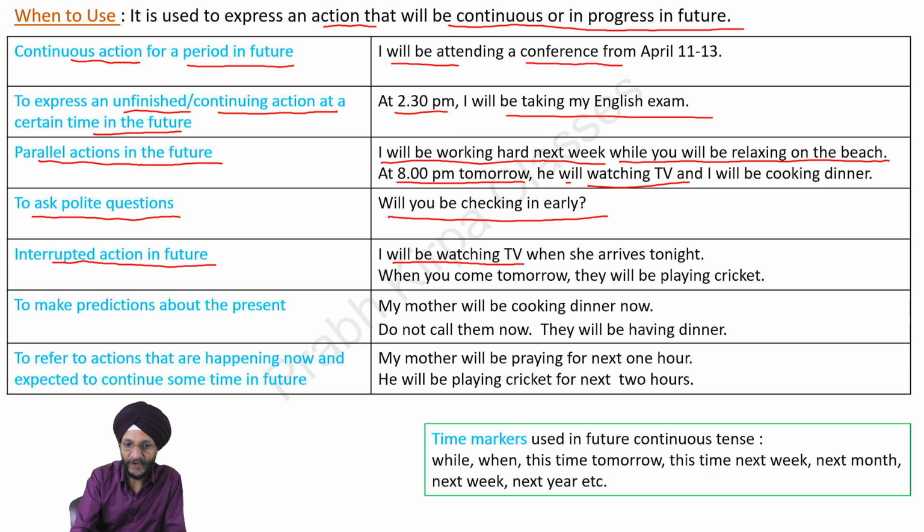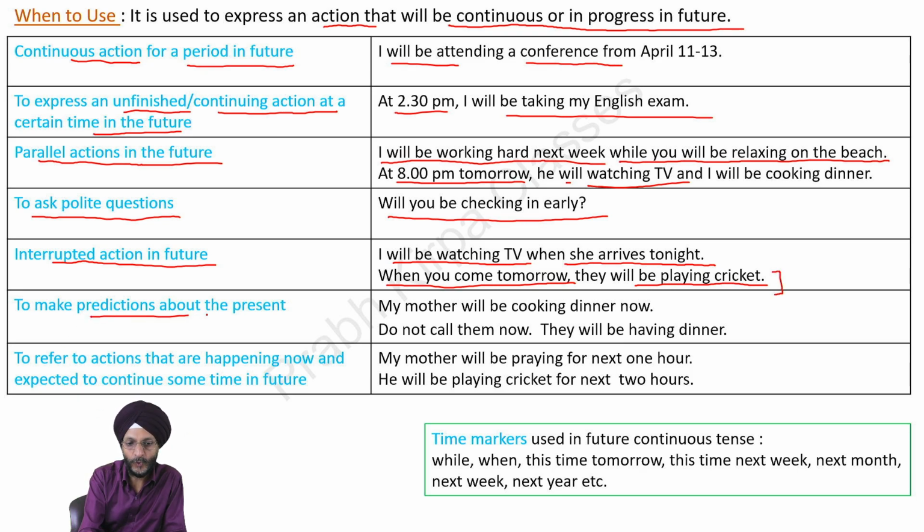I will be watching TV when she arrives tonight. Another example, when you come tomorrow, they will be playing cricket. This is the interrupted action. When you come, the action which is already going on is playing.